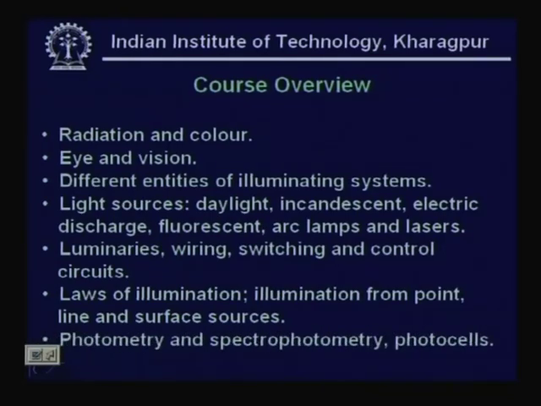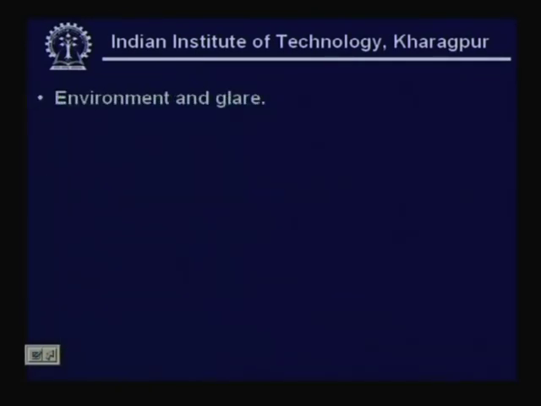Continuing with the overview of the course, then comes the need for measurement. Let us recall what Lord Kelvin said: unless we measure whatever we try to understand or analyze, a study is incomplete. Therefore, there is a need to measure, and hence the topic of photometry, spectrophotometry, photocells, etc. is the next. Continuing with the course overview, you can see the effect of the environment, and all of us have encountered glare at some point or the other. How the glare arises, how it is specified, how it is avoided, these are some of the issues.